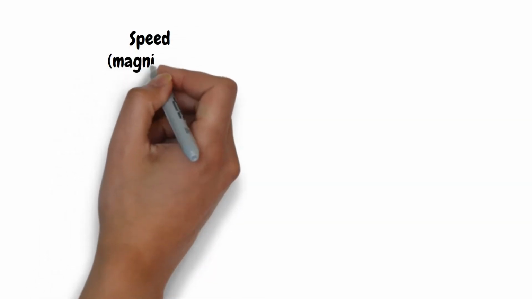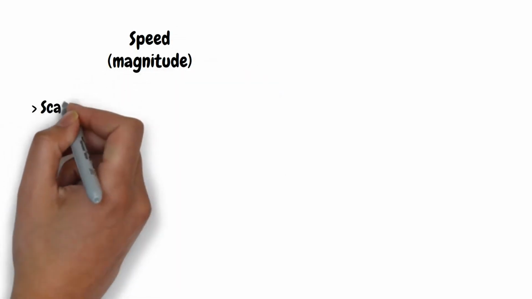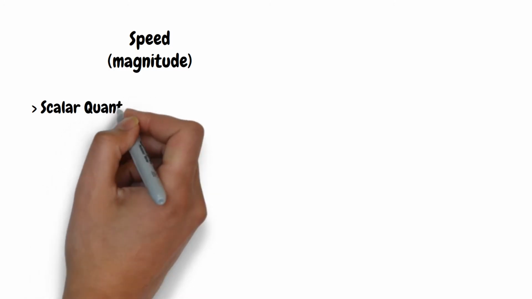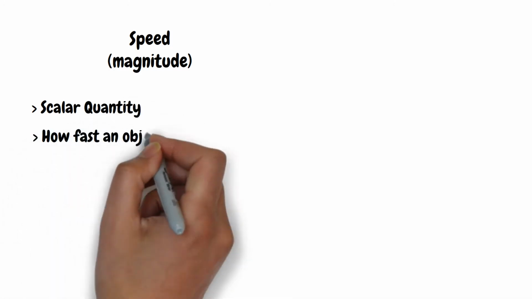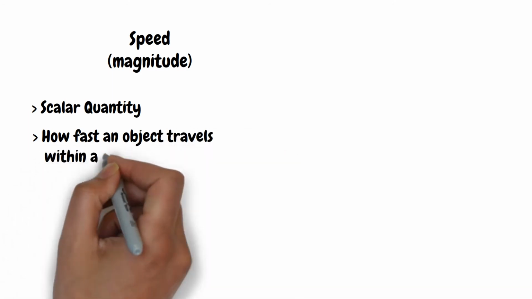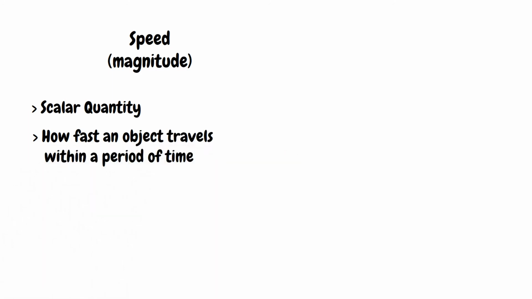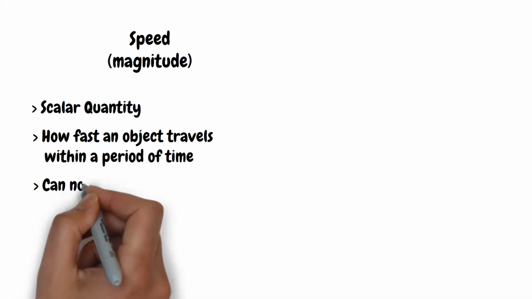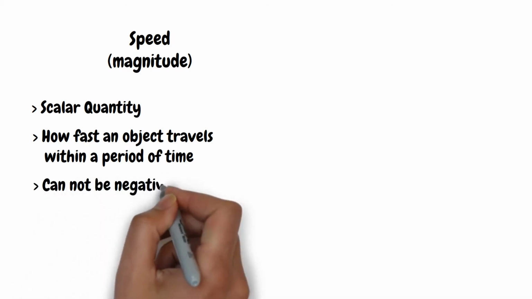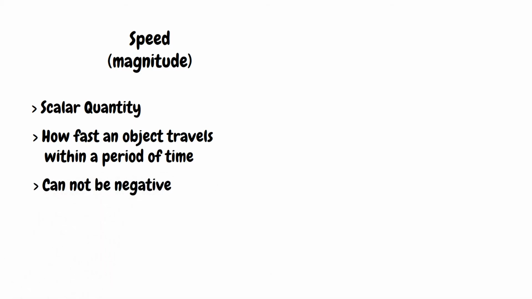Remember, speed is a scalar quantity. It only has magnitude. Speed in physics is the calculation of how fast an object travels within a period of time. And the other important thing to remember is that speed cannot be negative.